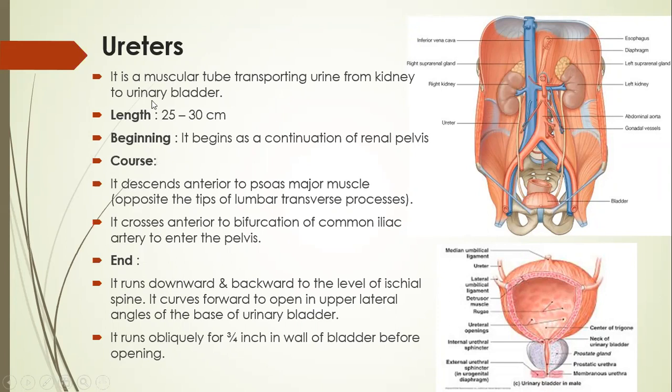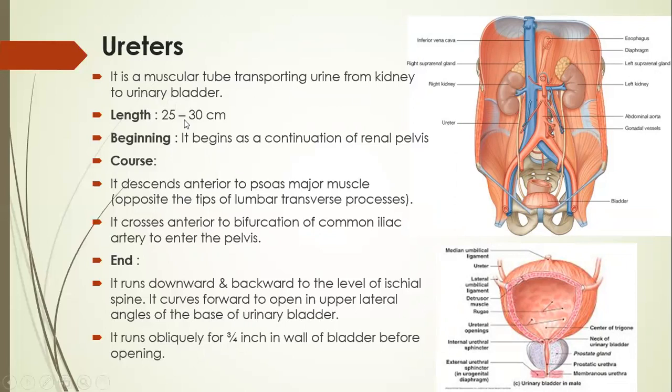So ureters, what are these ureters? These are nothing but muscular tubes, long muscular tubes. As you can see here, these are long muscular tubes transporting urine from the kidney into the urinary bladder. This is the urinary bladder here, and here is the kidney. So in the nephron, where the filtration takes place and the urine is formed, that will be carried from the kidney into the urinary bladder. So this is the function of these long muscular tubes called the ureters.